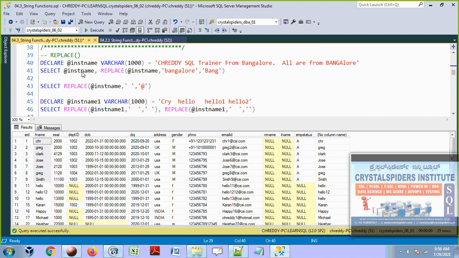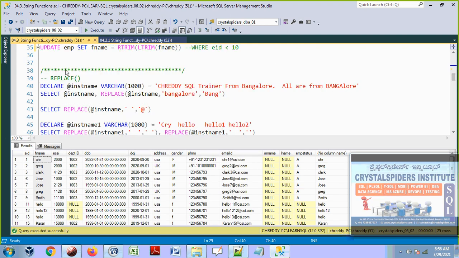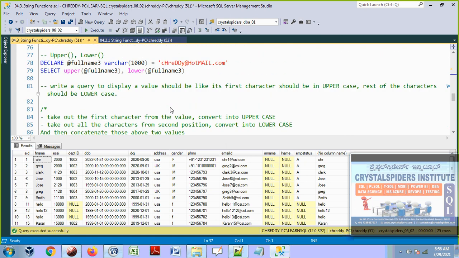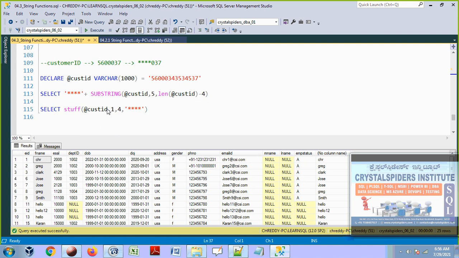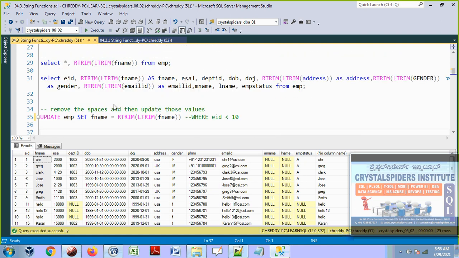Okay, guys. In a similar way we have the REPLACE function. This REPLACE function and others we'll discuss in the next session, that is tomorrow, guys. We'll sit tomorrow and we'll discuss the further sessions. And also there will be practice. We can do the practice and we can apply these functions in SQL queries.